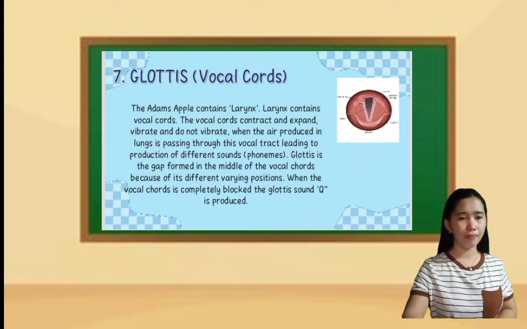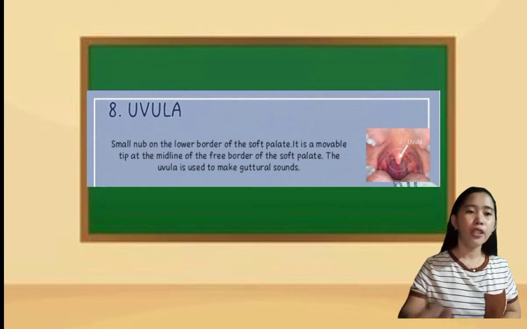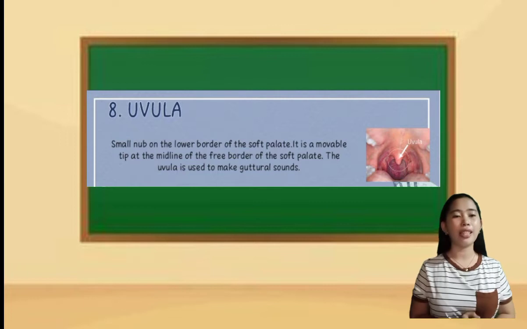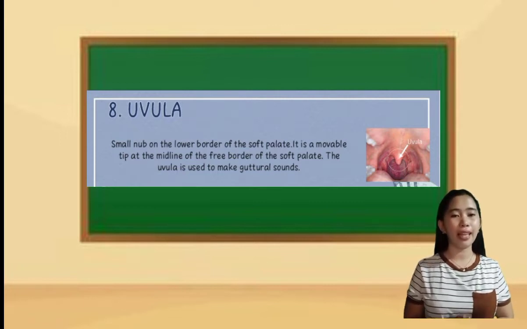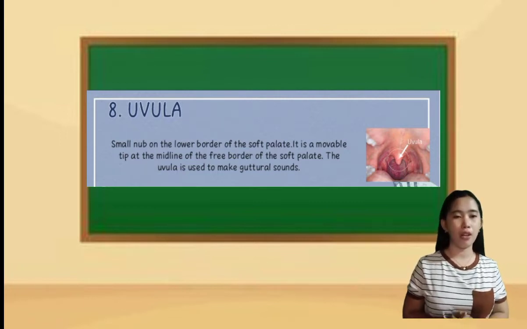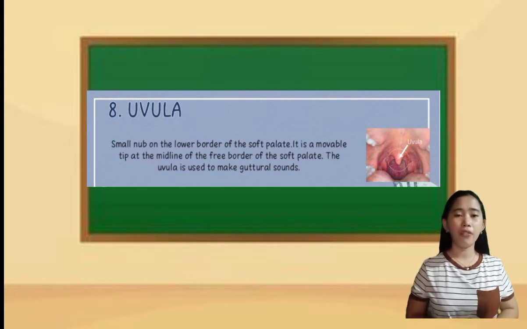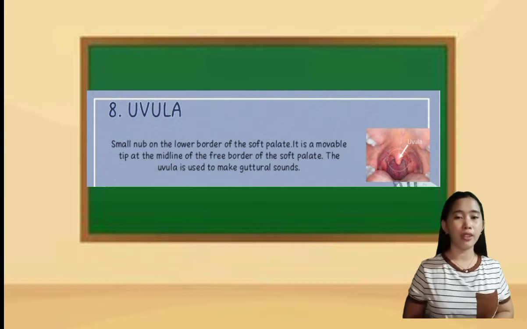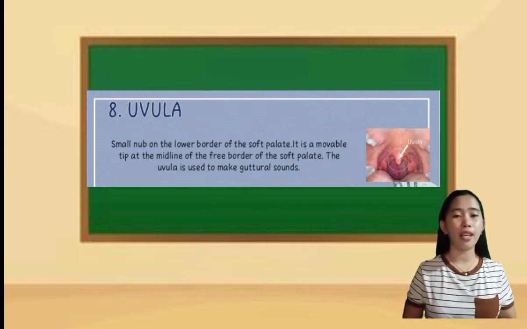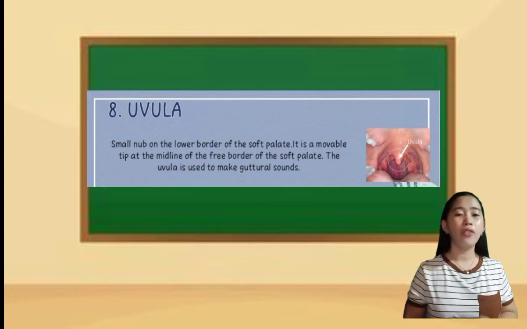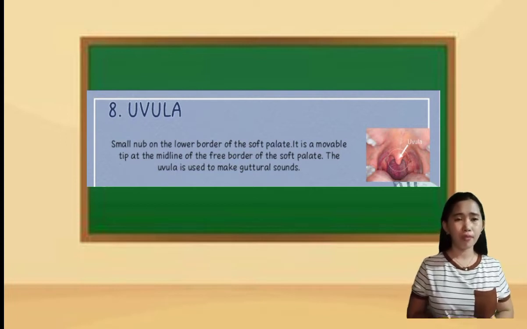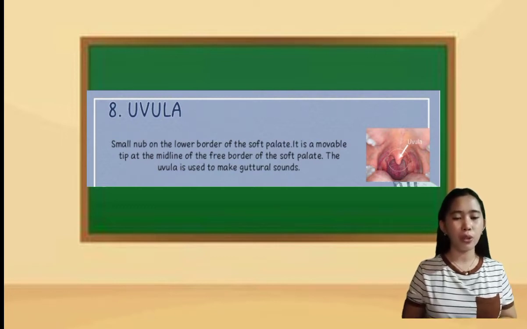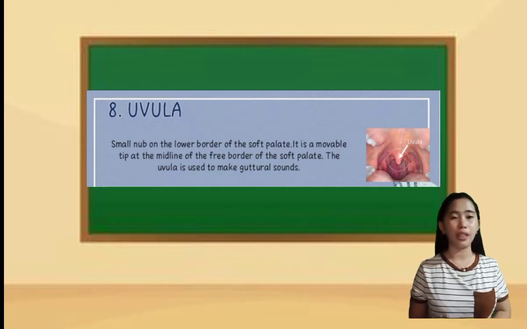Next is the uvula, a small knob at the lower border of the soft palate. It is a movable tip at the midline of the free border of the soft palate. The uvula is used to make guttural sounds. It helps to make nasal consonants by stopping air from moving through the nose. The uvula helps prevent air from escaping through the nose while producing sounds.